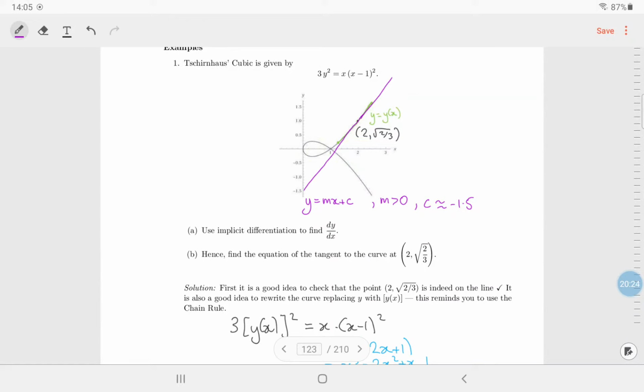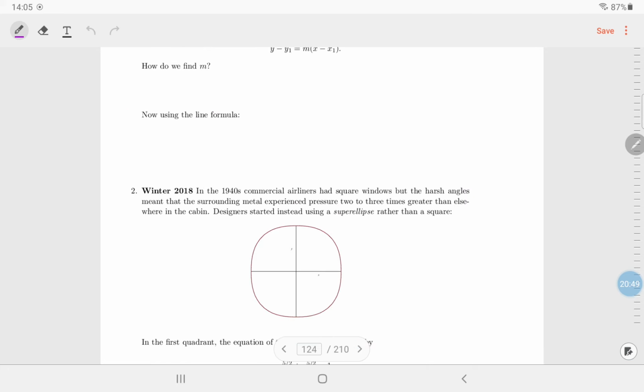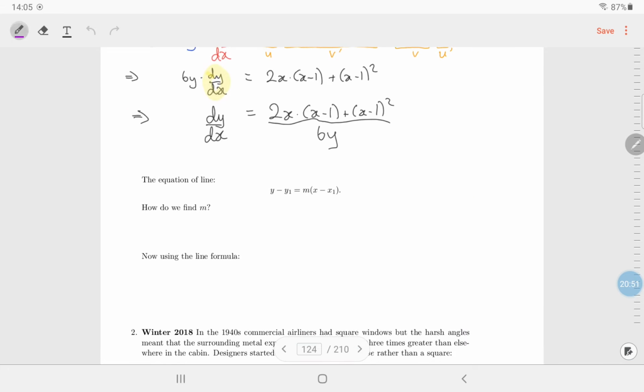Now, how do you find the equation of a tangent? It's just a line, and you have a point, 2, root 2 over 3. You need a point and a slope. The slope of the tangent, as we would have seen last week, is equal to dy/dx. And we have that. We just have to evaluate it at 2, root 2 over 3. So the equation of the line there is written like that.